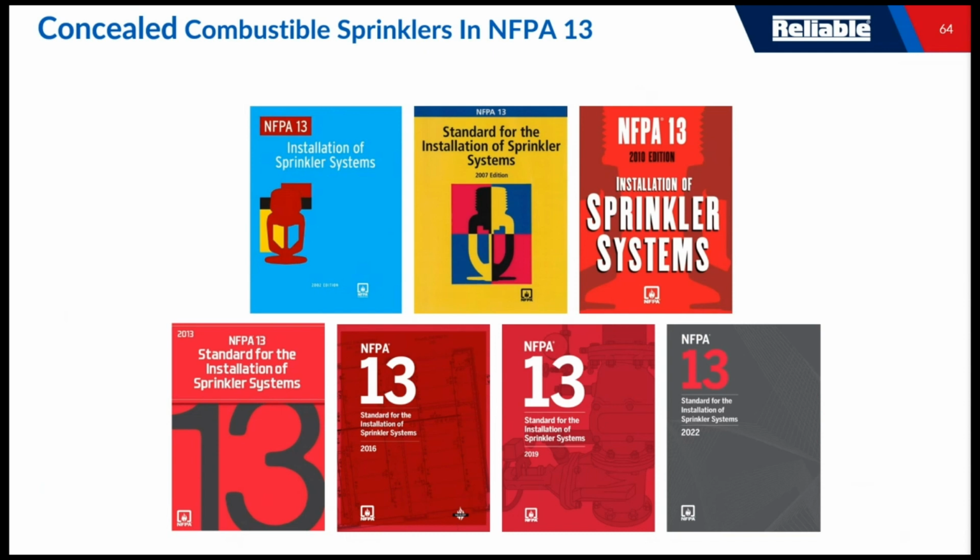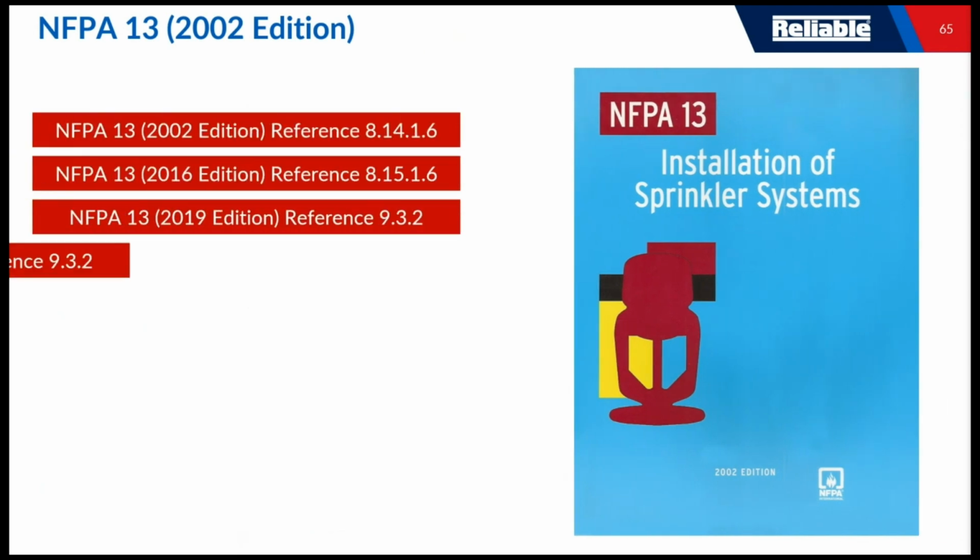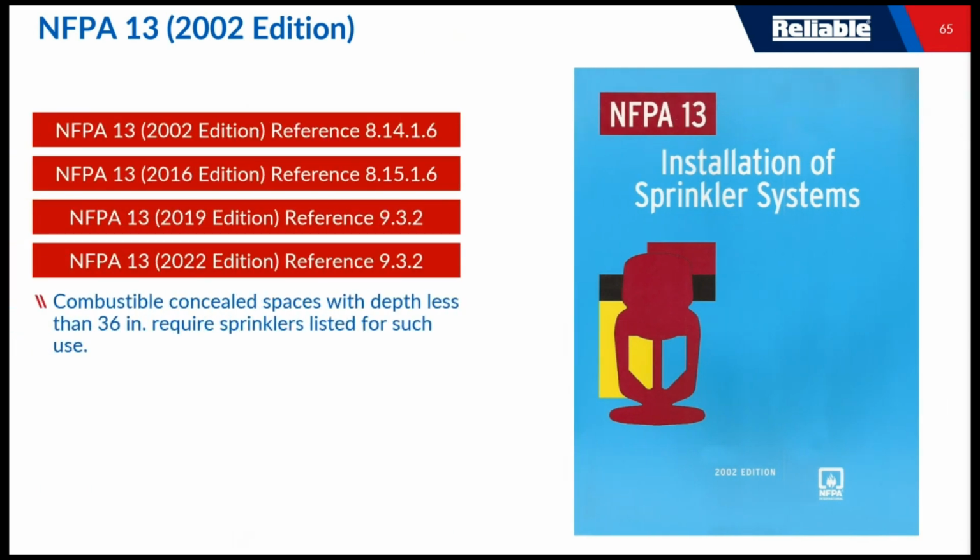Yes. Basically, every single version since 2002 now not only references it, but actually requires the use of these sprinklers. And this goes back to the testing that was done to prove that CPVC would work with sprinklers. It basically proved that using regular sprinklers with steel pipe was not a good solution. And a change was made to NFPA 13 now requiring it. So the requirement is if the concealed combustible space is less than 36 inches in depth, you are going to need to use a sprinkler specifically listed for this application.